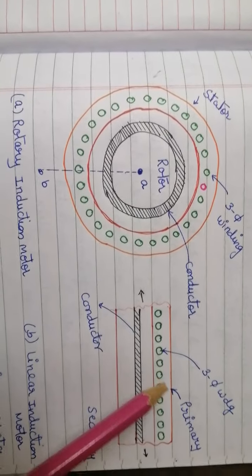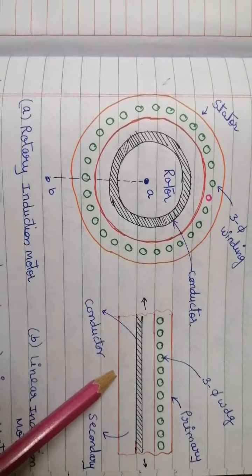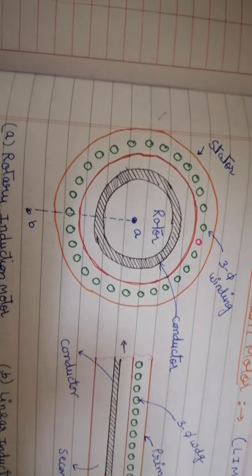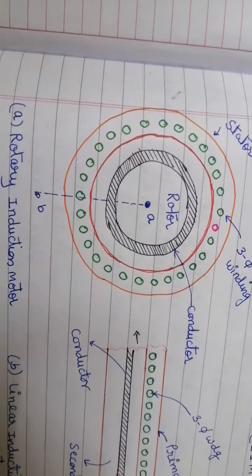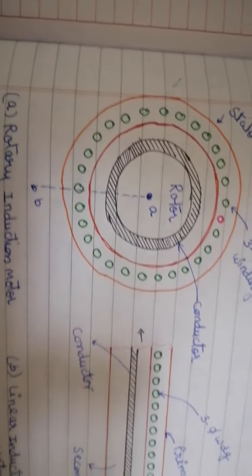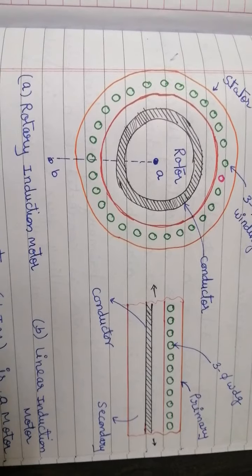Here the stator is called the primary winding and the rotor is called the secondary winding. And the secondary of a linear induction motor consists of a flat aluminium conductor with a ferromagnetic core.